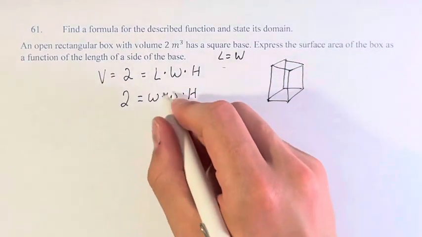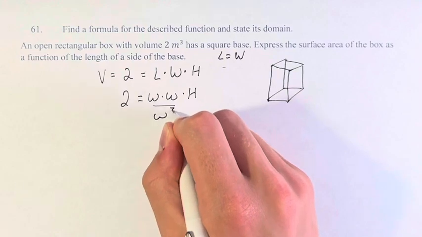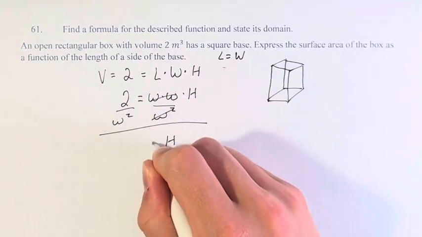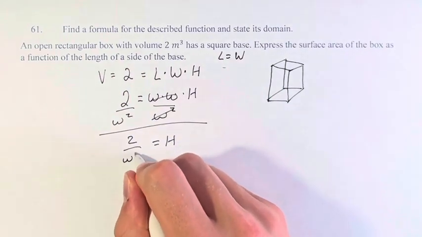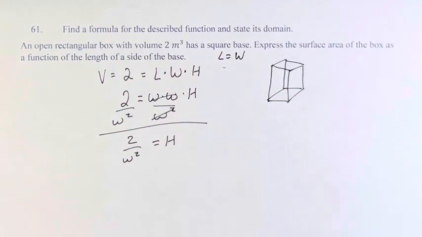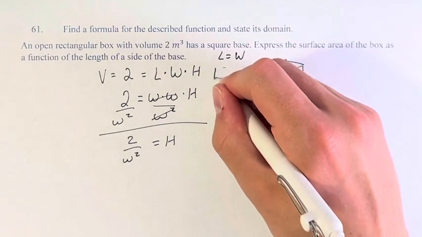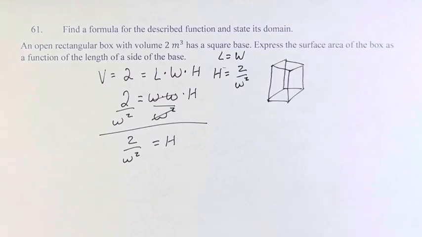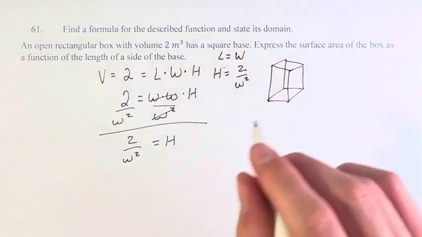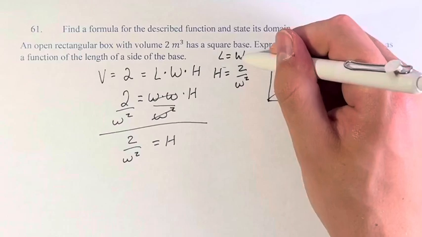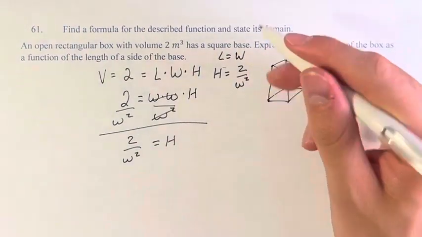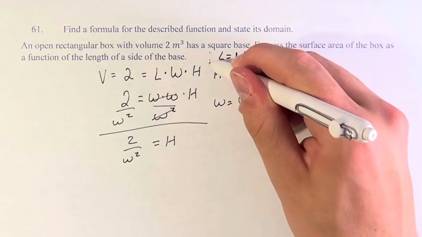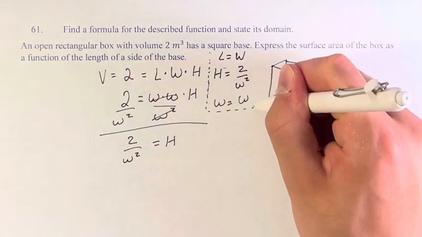And therefore, if we divide by W squared, these cancel. The height is equal to 2 over W squared, 2 over the width squared. So L is equal to W, and H is equal to 2 over W squared. Now we have to express the surface area of the box as a function of the length of the side of the base, which we're going to use W for because we have everything in terms of W. L is equal to W, W is equal to W, and H is equal to 2 over W squared. So these are our dimensions right here.